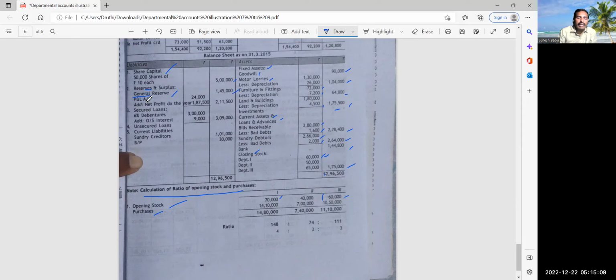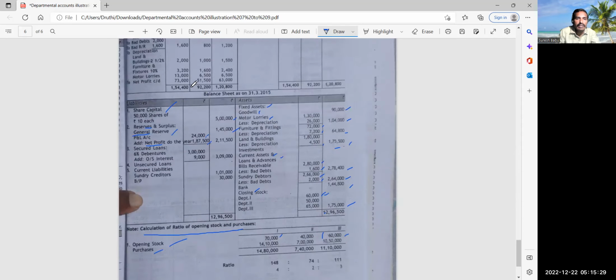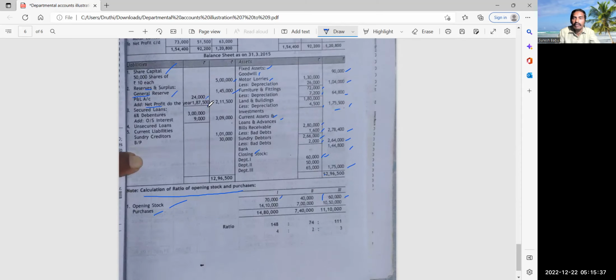So we have written. And below that, profit and loss account, inner column, you need to write 24,000. So it is given in the trial balance, 24,000. You have to write inner column. What does it mean? Previous year's surplus, that is profit. So this year also there is net profit of 1,87,500. How do you get? 73,000, 51,500, 63,000. Put together all, you get 1,87,500. So total you get 2,11,500, that is total profit of the previous year and current year.